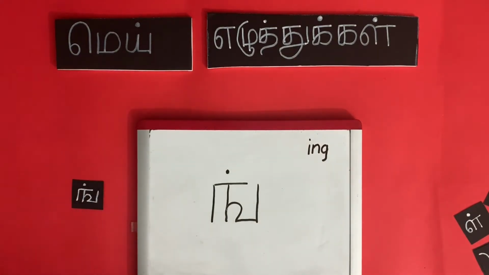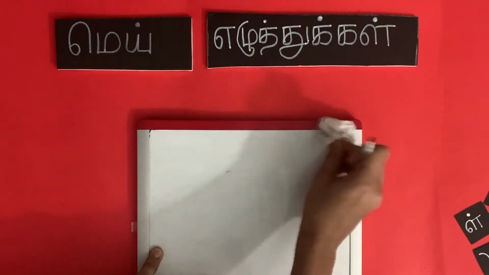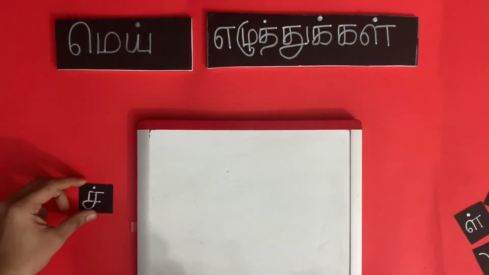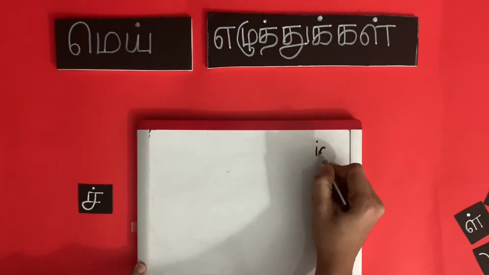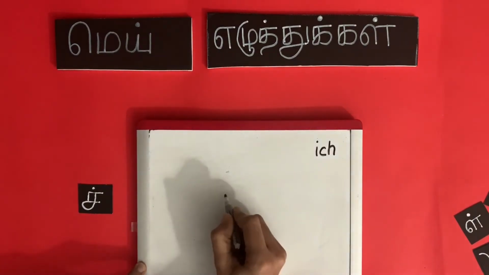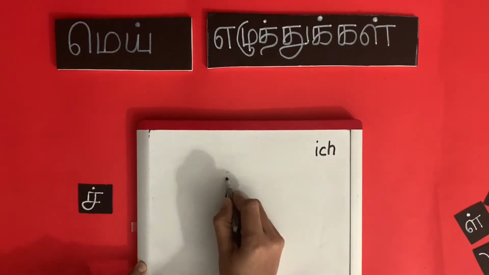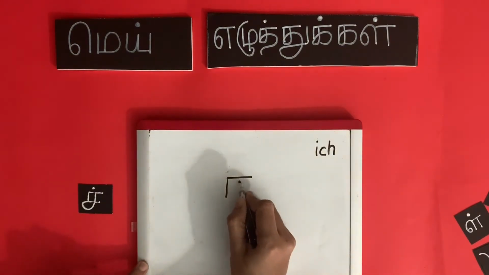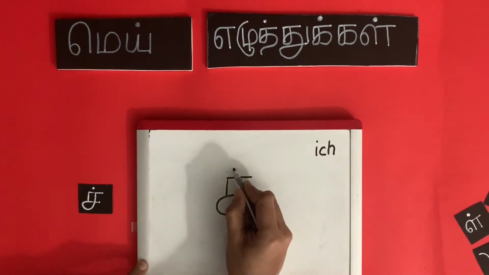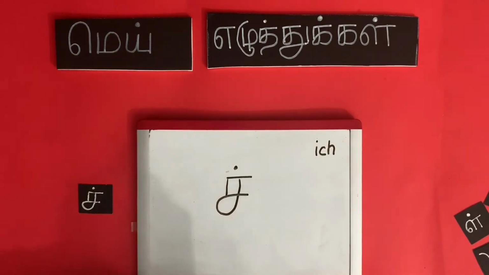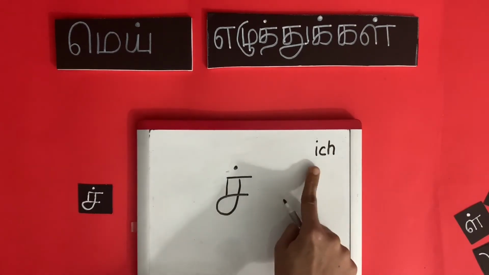The next letter we are going to learn for today is itch. So, this letter is called itch. How do we write it? Put a straight line, a sleeping line, and like this. Remember, if you complete this, it becomes a ik. But this is itch, so I'm not completing it. So, this is called itch.